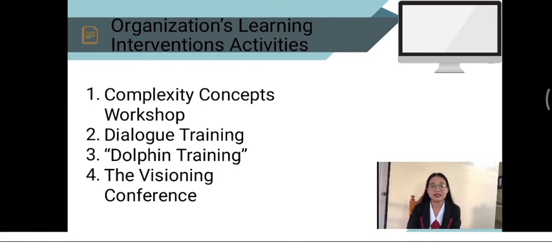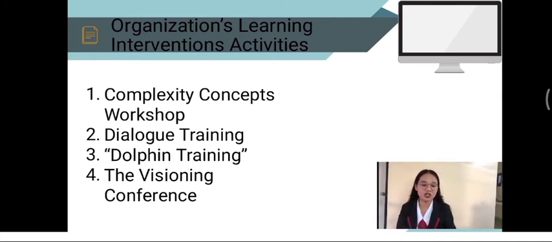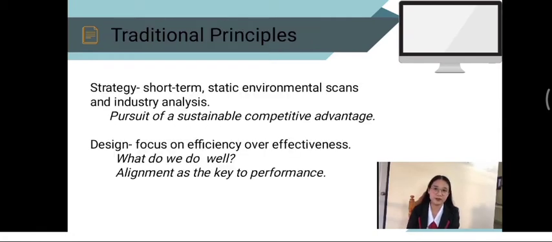The third one is the dolphin training, a leadership metaphor based on the strategy of dolphins. It is to do what works and forget the rest, as a set of empowerment guidelines for action and decision making. The last one is the Visioning Conference. It is the final intervention, wherein a one-day dialogue-based workshop suggested that the company's true vision incorporates the personal vision of each member.